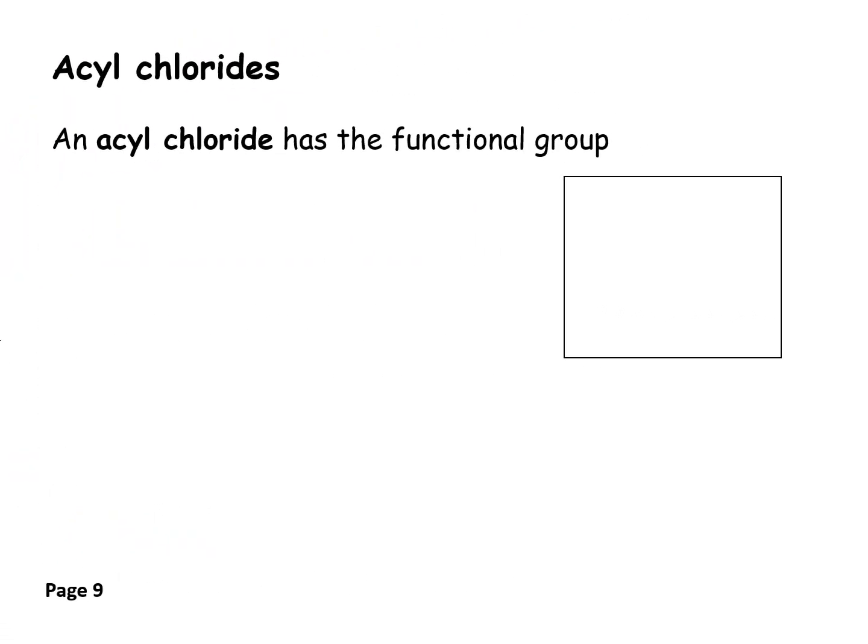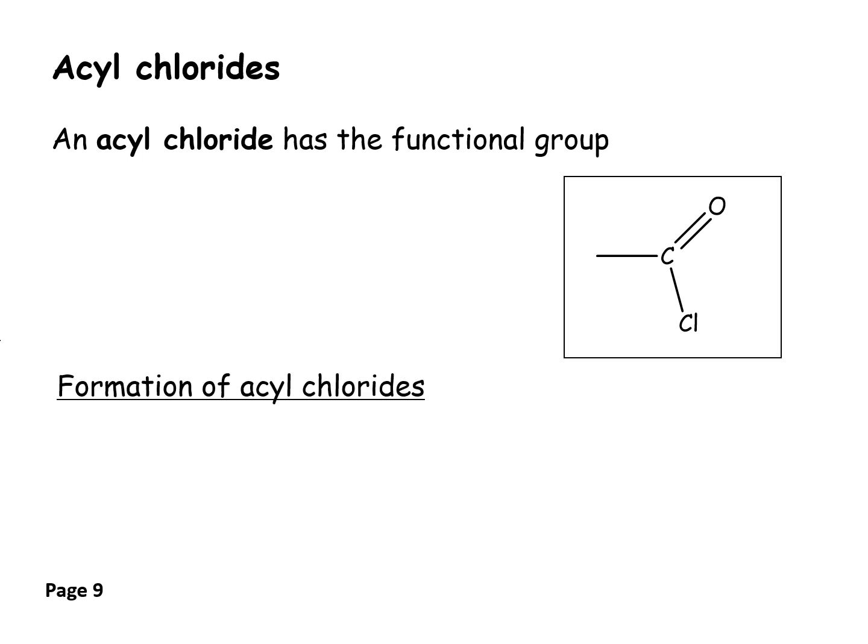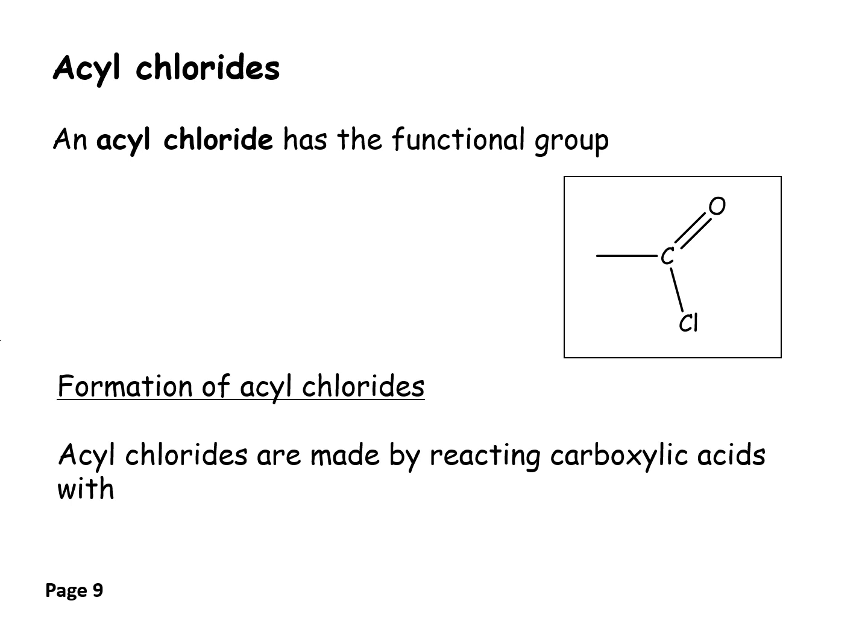Acyl chlorides. So an acyl chloride's functional group looks like this, C double bond O, Cl. And we make the acyl chloride from the carboxylic acid. So you start with a carboxylic acid, you react it with something called thionyl chloride. Now we'll look at this in more detail in the next PowerPoint or video. That's all about acyl chlorides. For now, we're just introducing them because it's going to give us our third way of making the ester by reacting it with the alcohol.